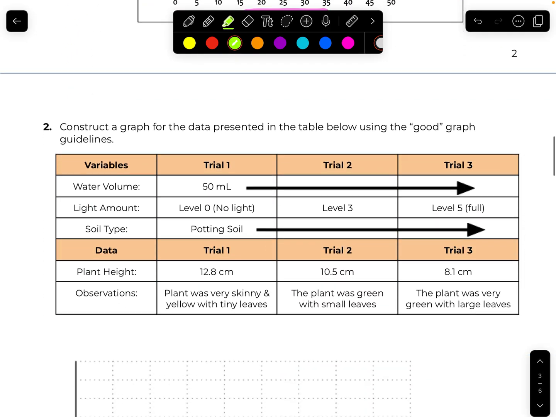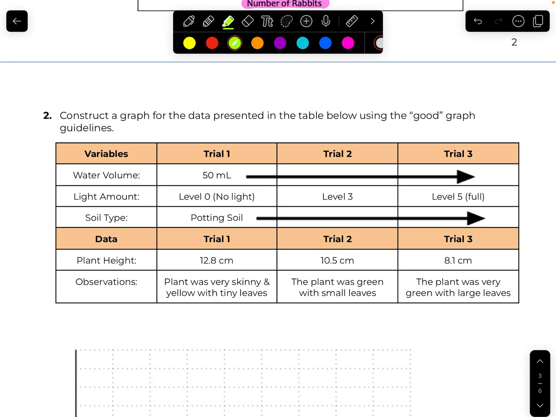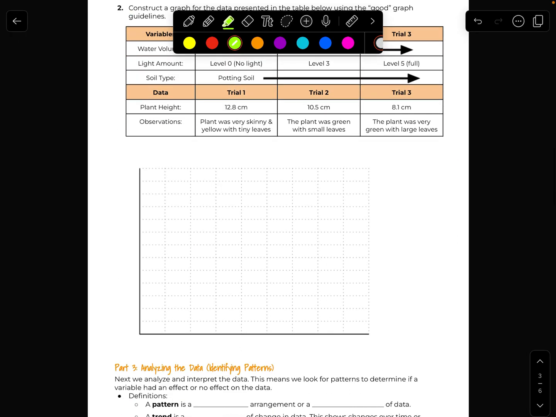What I want you to do is practice. Construct a graph for this data that's presented here on this little template for you, and then you can go ahead and check the answer key. I'll have this posted in the resources folder and on Canvas for you to double check yours.